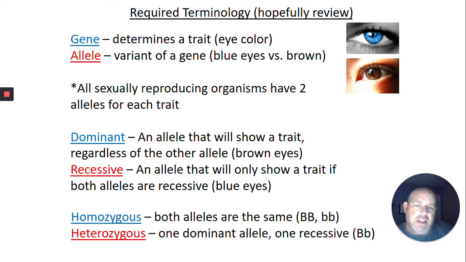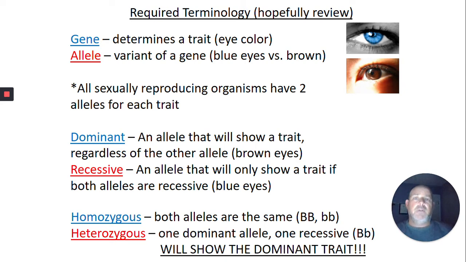And then homozygous and heterozygous. Homozygous means the alleles are the same. Heterozygous means they're different, right? So homozygous dominant would be big B, big B. Homozygous recessive would be little b, little b. And then heterozygous would have one of each. Okay, so hopefully all of that is review and makes some sense to you.